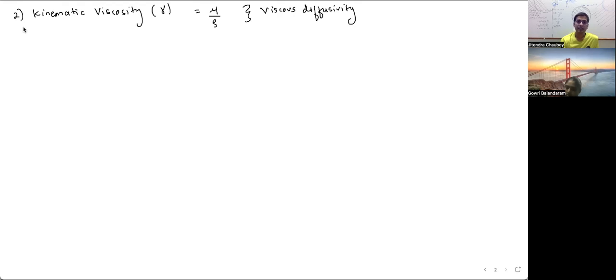In this chapter, apart from kinematic viscosity, we also need to know a parameter called thermal diffusivity. Have you heard of this parameter? Thermal diffusivity is denoted by alpha. Alpha is a function of density, conductivity, mu Cp upon K. Is it K upon mu Cp or mu Cp upon K? I just need to cross check.